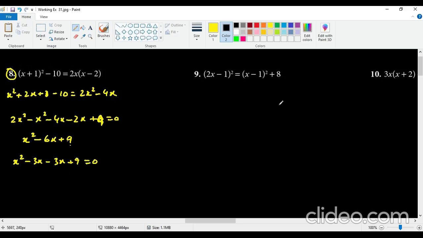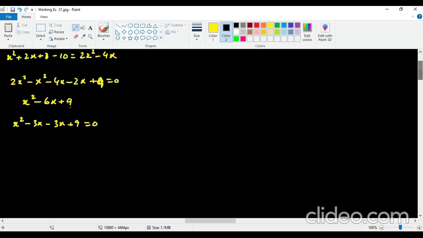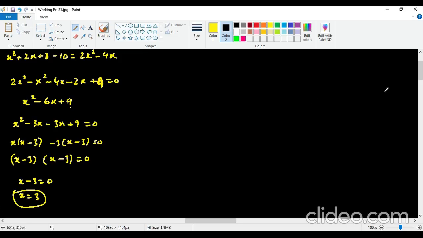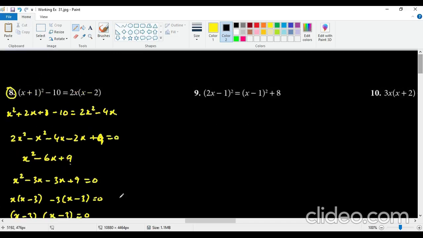So in here I'll be using the factorization method. In the first two, if you look at this, x minus 3 and x minus 3 once again copied equals 0. Look at the third term, it is minus 3, so I will write minus 3 here, and x minus 3 and x minus 3 equals 0. That means x minus 3 equals 0. That means x is equal to 3. Moving on to the next question, which is question number 9.